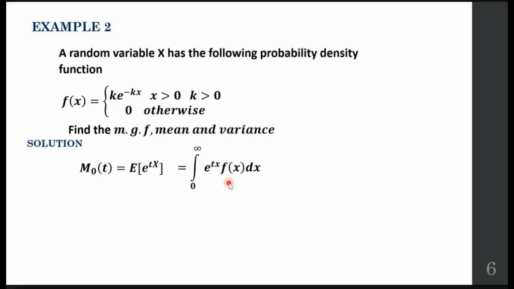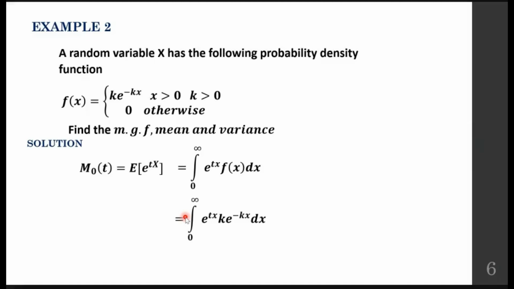So calculating the MGF or M0 of t, since x is a continuous function, we have integration f of x, substituting for f of x, k e raised to minus kx into dx. K is a constant which can be taken outside the integration. There are two e raised to functions, so we have to combine them and integrate. Now remember here the upper limit is infinity.